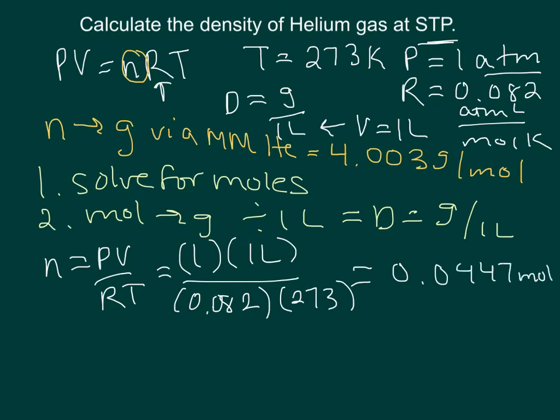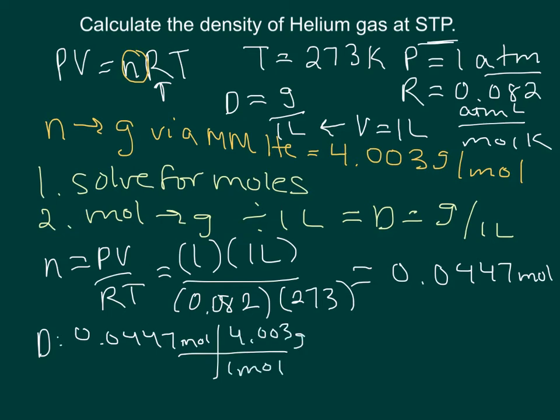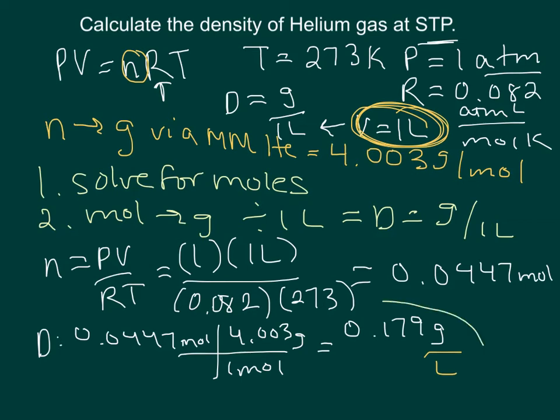0.0447 moles of helium. Now to find density, I need it in grams. Therefore, I'm going to take my 0.0447 moles. I'm going to convert, I know that 1 mole is 4.003 grams. And that is going to give me 0.179 grams. And remember, back up here, I did this in 1 liter. So that means my volume is still 1 liter, so it's grams per liter. And so my density of helium is 0.179 grams per liter.